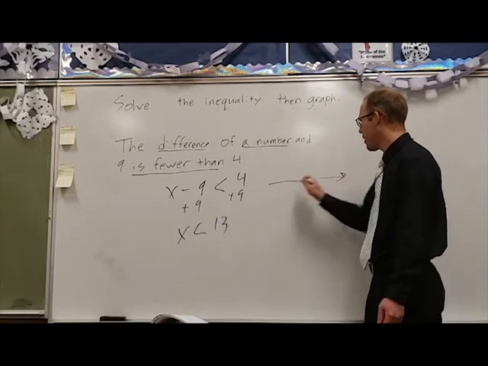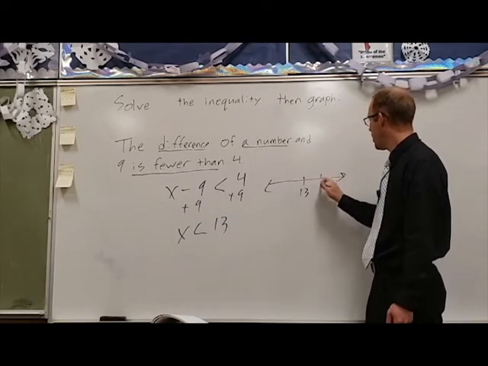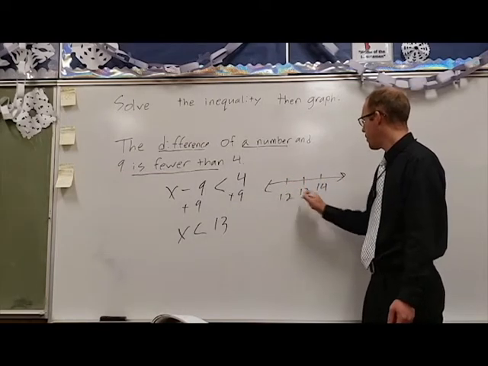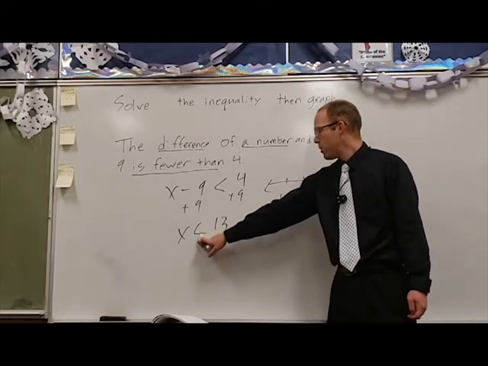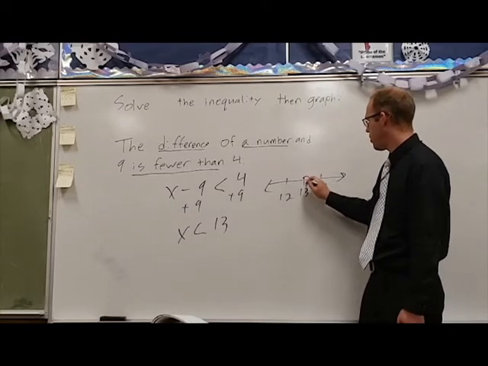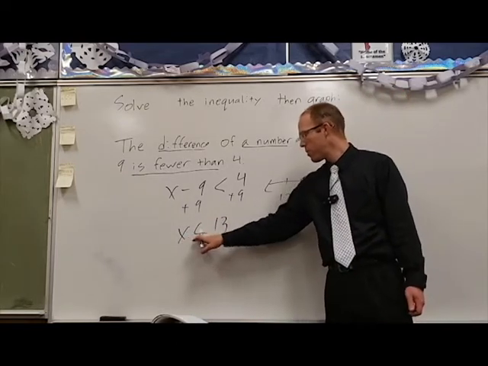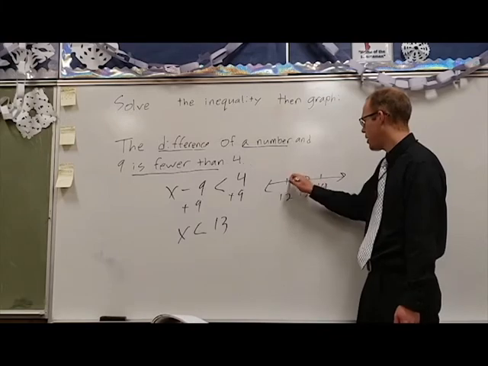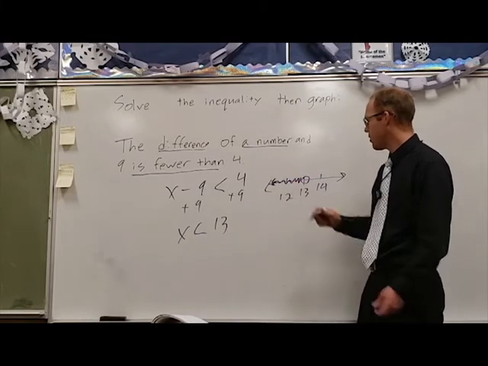Let's go ahead and graph that. Here's 13, 14, 12 on that side. Open circle because we're not allowing it to be equal. Our numbers are smaller than 13, so we need to shade to the left. And that finishes up our graph.